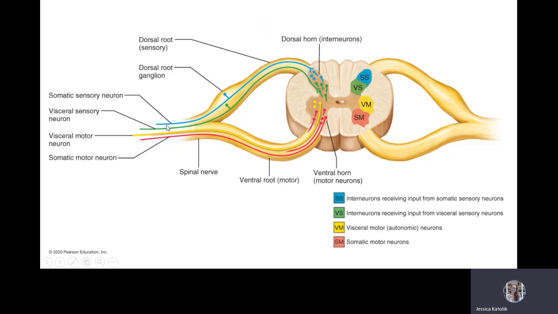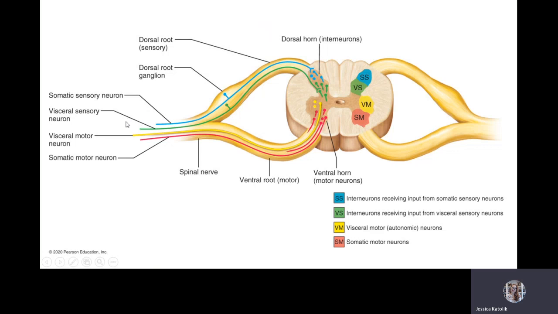And here in these different colors, we're going to have different types of nerves. Blue is going to represent somatic sensory neurons, so that's going to come from the skin and the skeletal muscles. Visceral sensory neurons, which are coming from anything in the ventral cavity. Visceral motor neurons that are going to stimulate muscles and glands in the ventral cavity. And somatic motor neurons, which are going to stimulate skeletal muscles. So let's look at how this integration occurs.